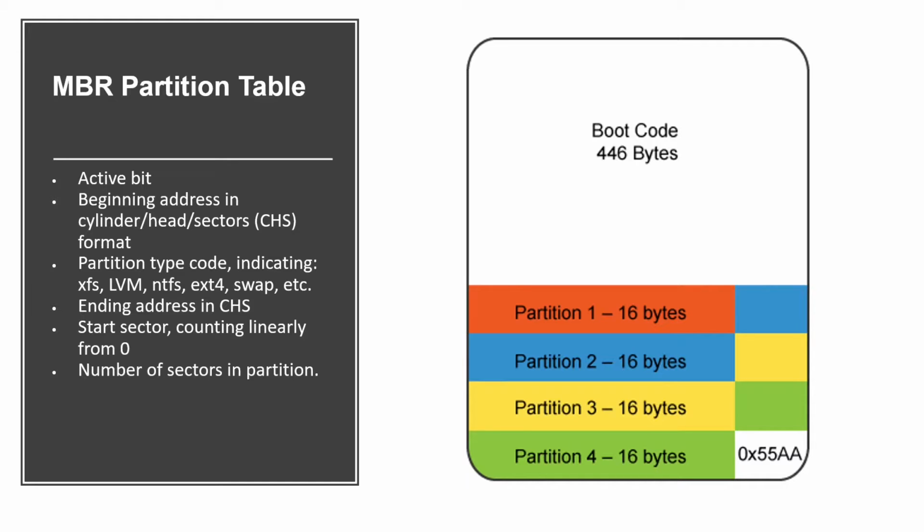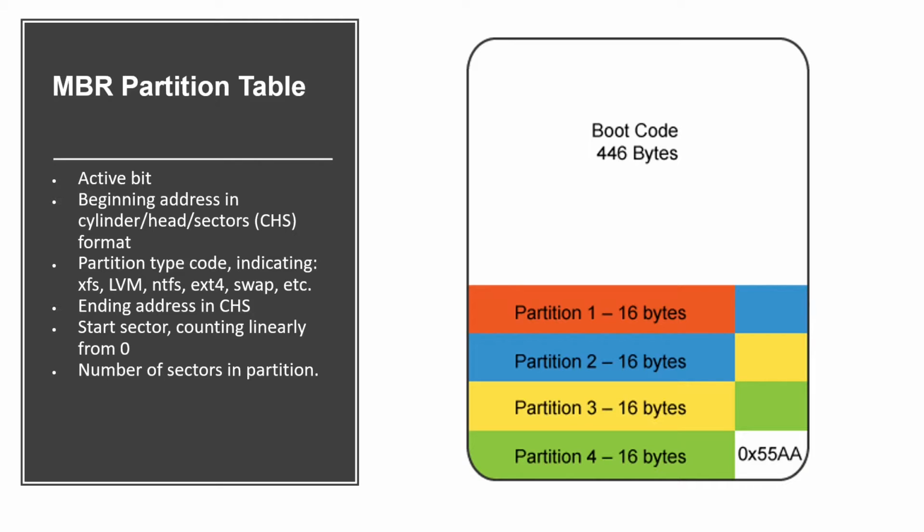The structure of the MBR is defined by an operating system independent convention. The first 446 bytes are reserved for the program code. They typically hold part of a bootloader program. The next 64 bytes provide a space for a partition table of up to 4 entries. The operating system needs this table for handling the hard disk. On Linux systems, the beginning and ending address in CHS is ignored.